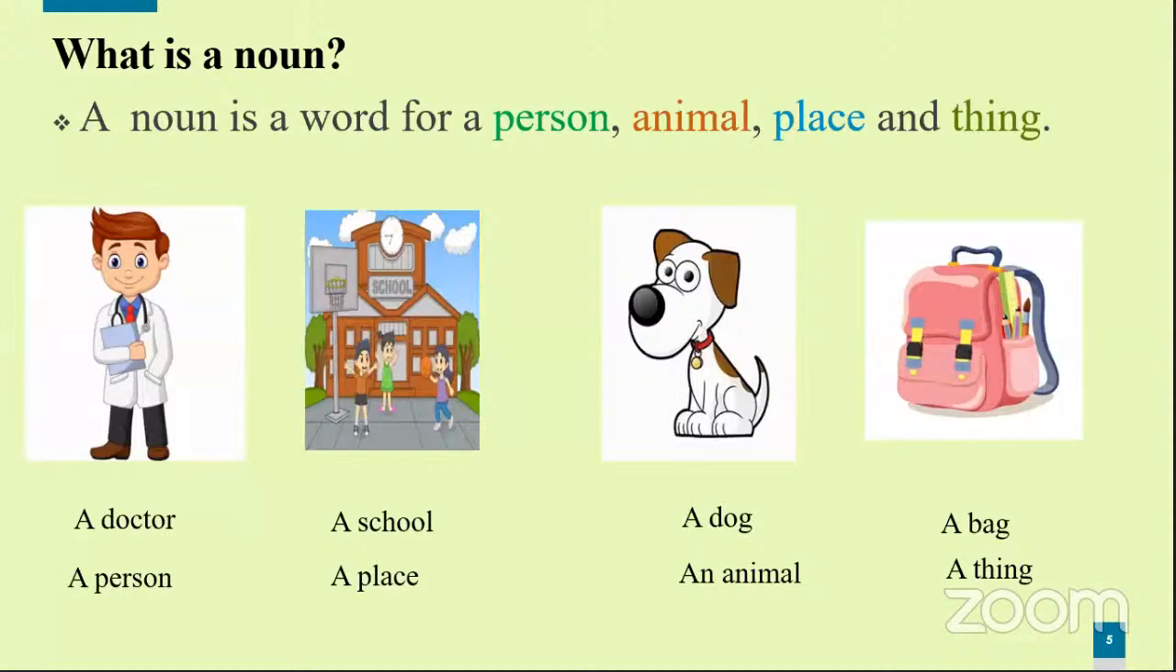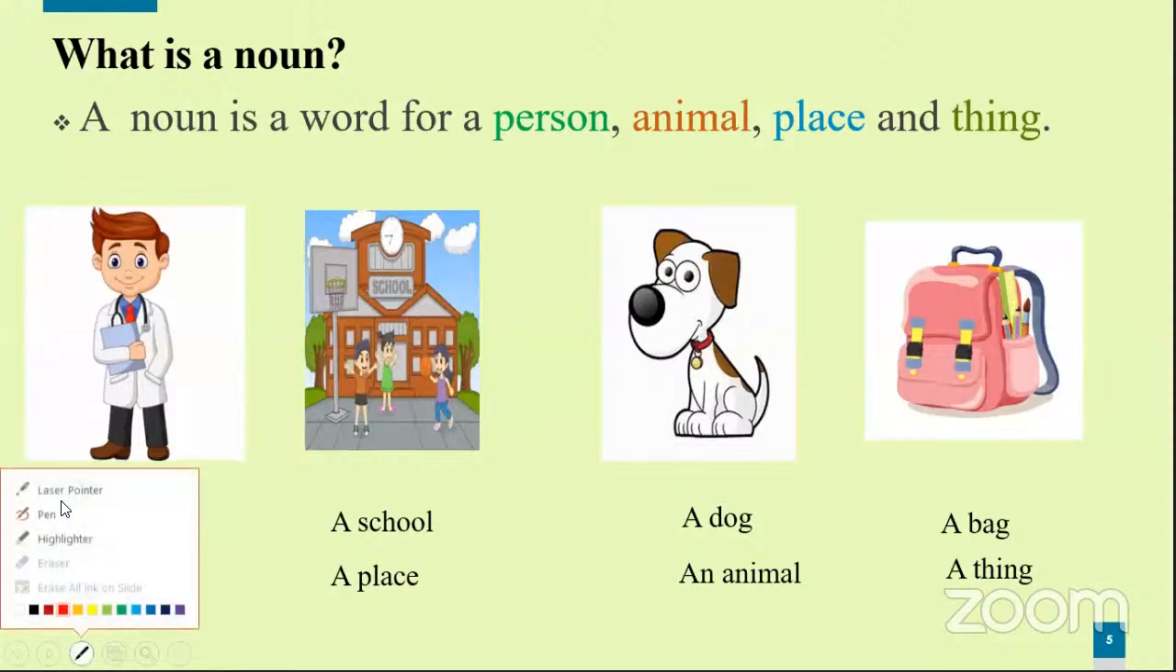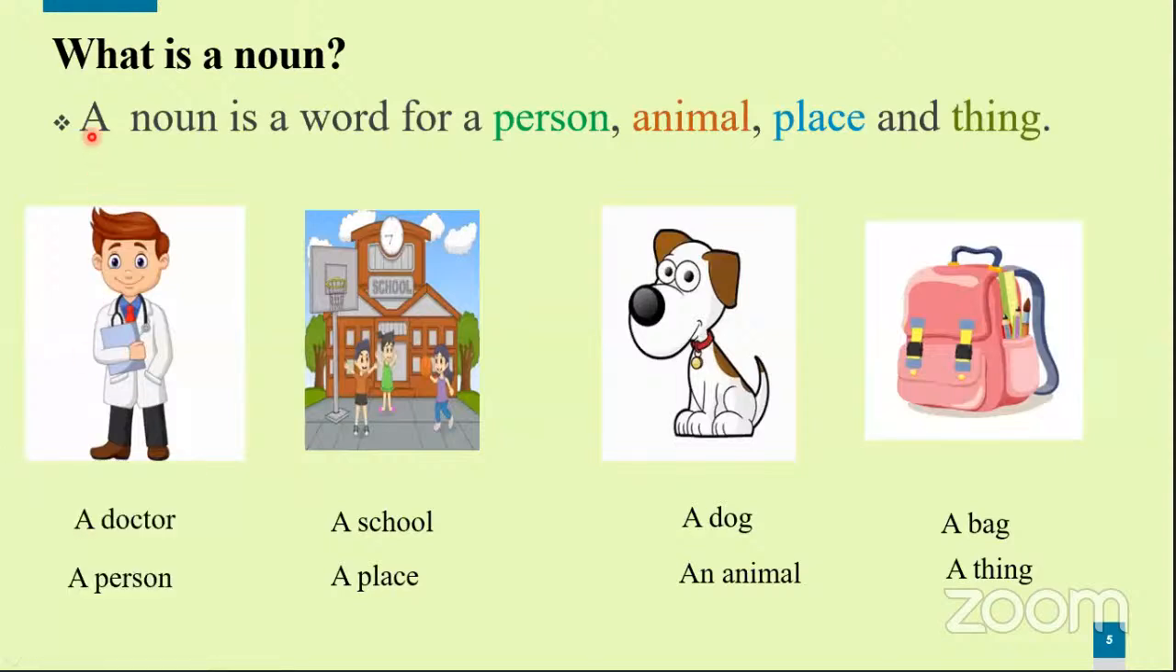Here you can see four pictures. There's a doctor, a school, a dog, and a bag. Read this sentence. Look at this sentence first. A noun is a word for a person, animal, place, and thing.